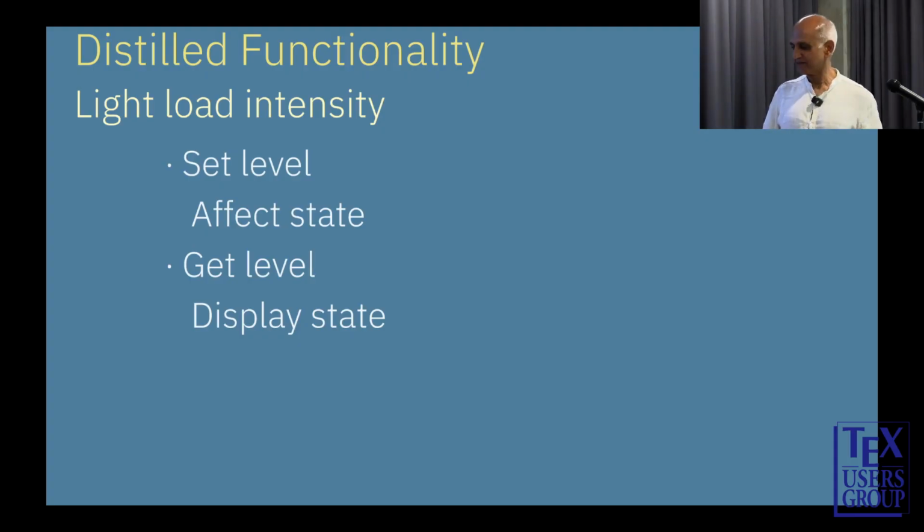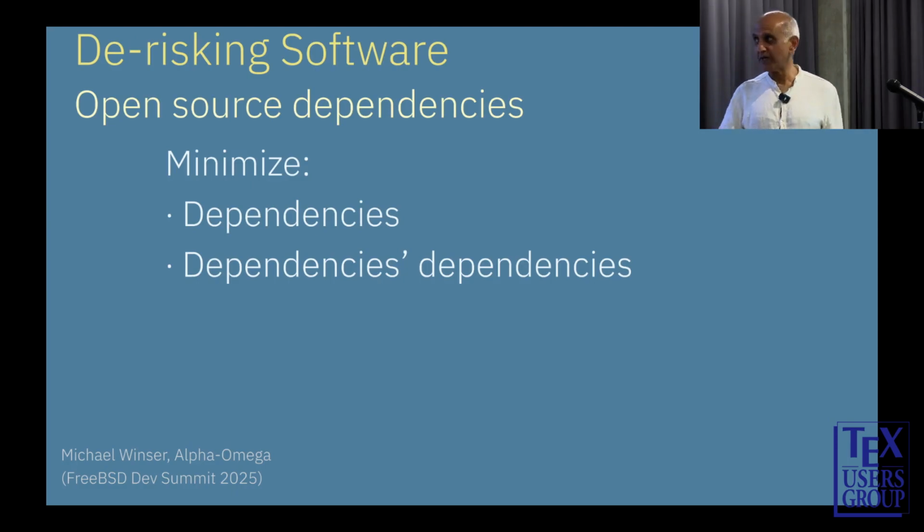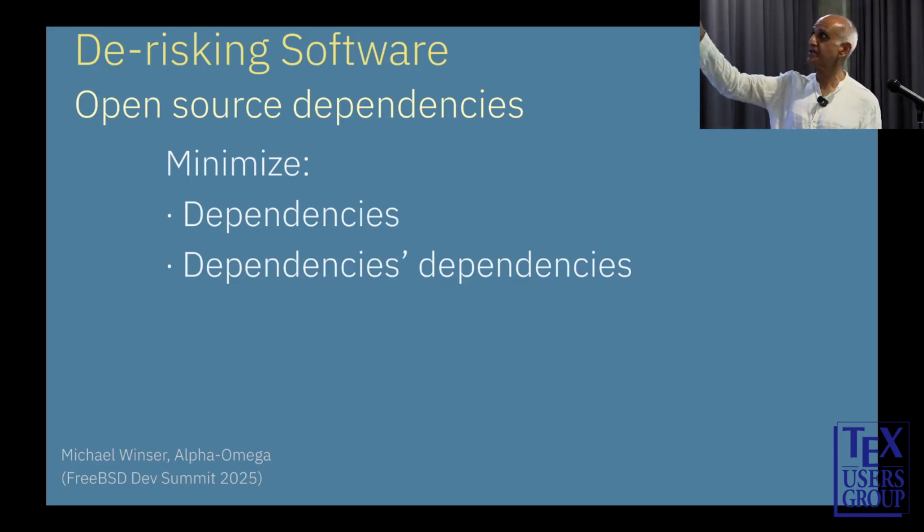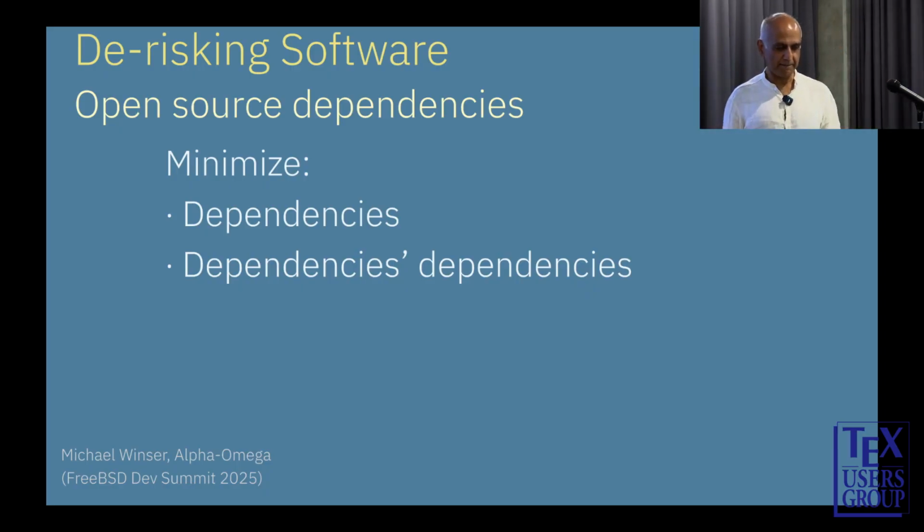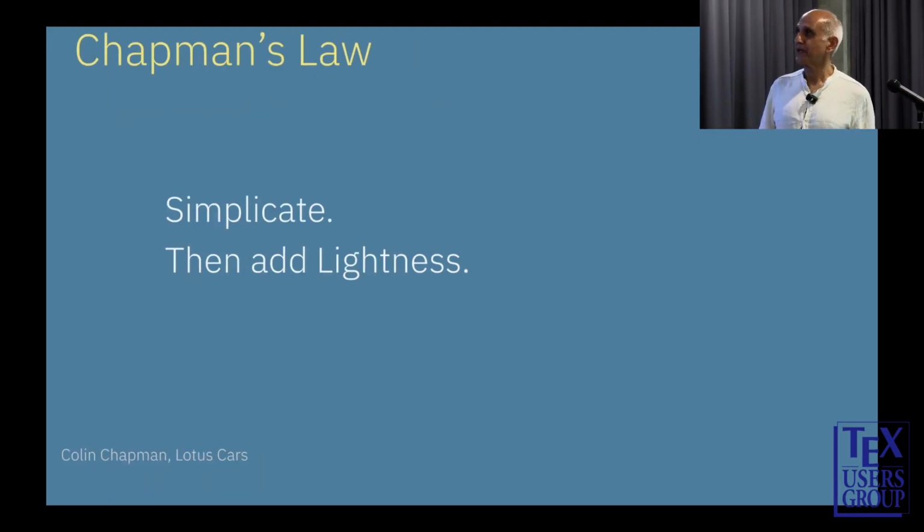Let's just pause for a second. De-risking. 2025 FreeBSD Dev Summit, Michael Windsor. Alpha-Omega is sponsored by the Open Source Security Foundation. He focuses a lot on de-risking open source software, open source dependencies. The idea is to minimize dependencies, and so on. I am partial to an earlier expression of the same idea. It's known as Chapman's Law, and car enthusiasts may remember this. Colin Chapman said when he was designing his Lotus sports cars, simplify, then add lightness. I can't think of a better way to engineer software.